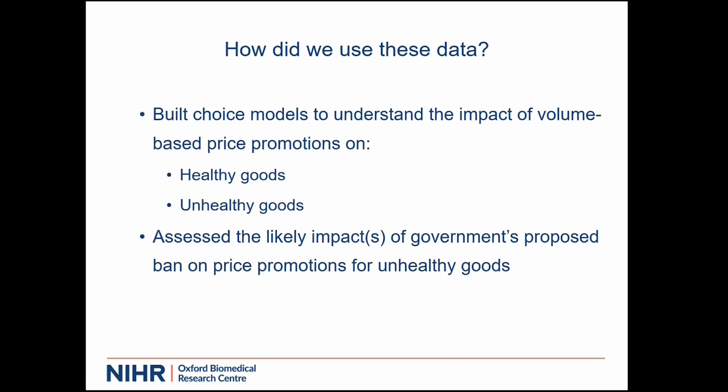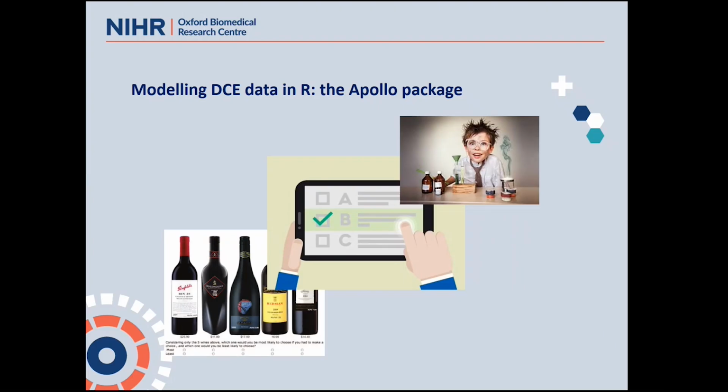So again, I'm not going to present some models today, but I just thought I'd sum them up as we've already seen some before. But we built choice models. So we had our experiment on healthy products and unhealthy products. We built choice models on both of those. And we assessed the likely impact of the government's proposed price promotion ban on the consumption of those unhealthy goods. And that helps us get back to our research question and answer the policy issue at hand.